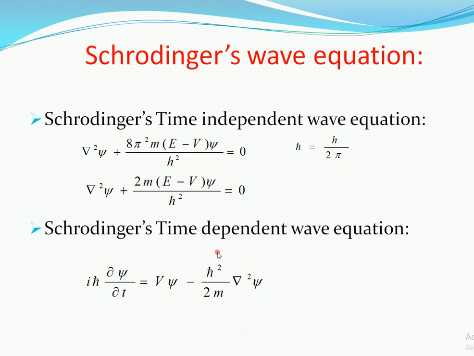The time dependent wave equation will be i h cross into dou psi by dou t is equal to V psi minus h cross square by 2m into del square psi, where psi is a wave function which is also known as wave displacement or wave amplitude. Capital E is the total energy and capital V is the potential energy.